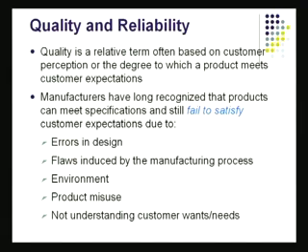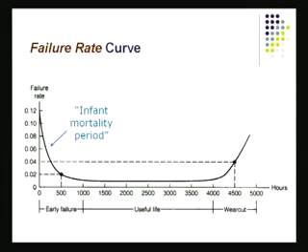So there could be errors in design that could lead to reliability questions. There could be flaws introduced by the manufacturing process. The environment could impact and reduce the reliability of a particular product. The product could be misused, which would also reduce its reliability. And many times, because we do not completely understand the customer's wants and needs, I could end up with an unreliable product.